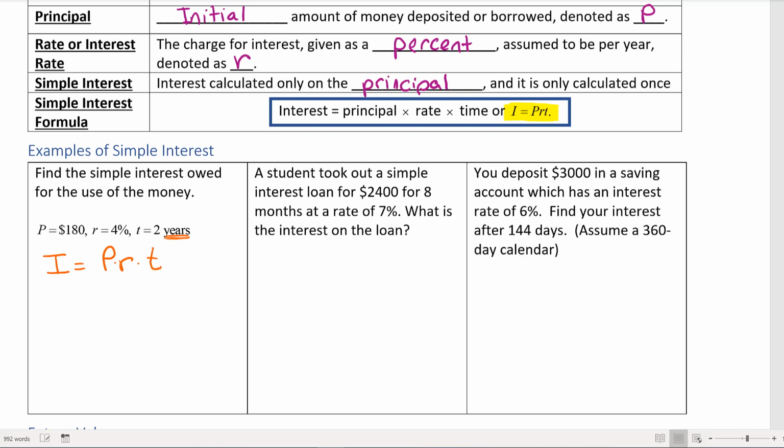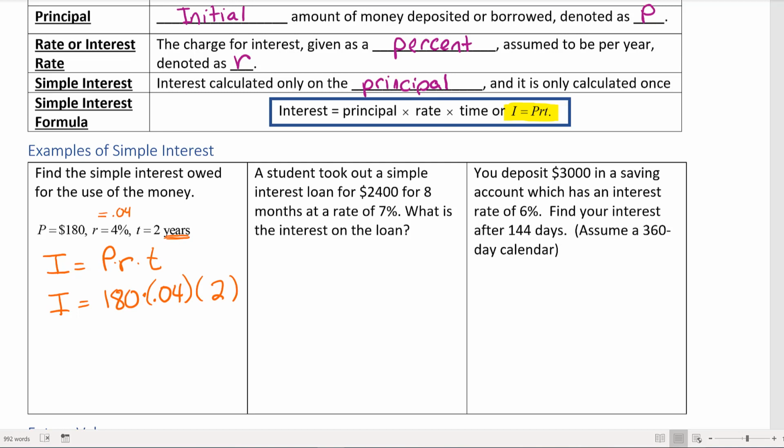I equals P times R times T. We have I equals 180 times rate. Now that rate needs to be given in a decimal, so you can't put 4. We're going to change that from a percent, meaning move the decimal over 2 places to the left, so that's 0.04. And every time you're going to be using rate as a percentage, you need to change it into a decimal. So we have 180 times 0.04 times 2, because it's in years already, 2 years.